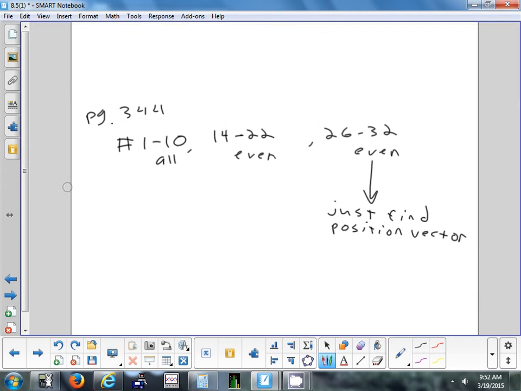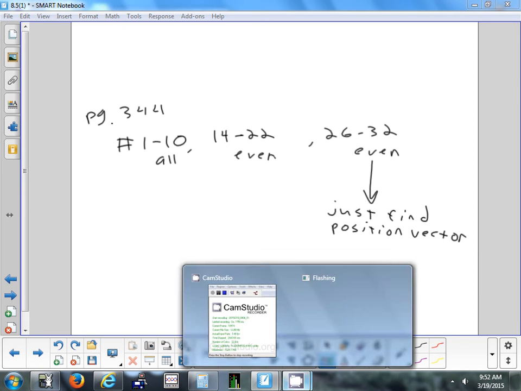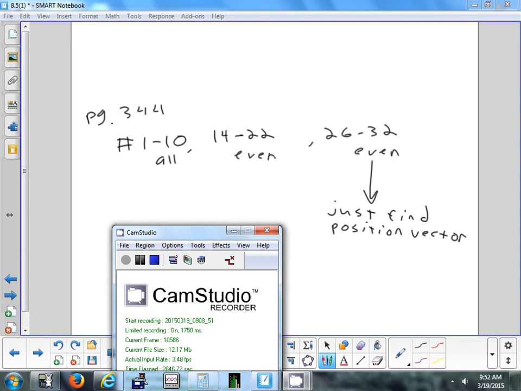All right, so the homework, again, don't forget it's in your packet. It's not in the book, so you don't need your book for this. It's 1 to 10 all, 14 to 22, just the evens, 26 to 32, also just the evens. And on 26 to 32, they ask you to do a couple different things. I just want you to find the position vector. Don't worry about the other thing they're asking you to do. We'll do that next time. Okay, and tomorrow we have our test on 8.2 through what we just did today. And I will be after school if anybody needs extra help.